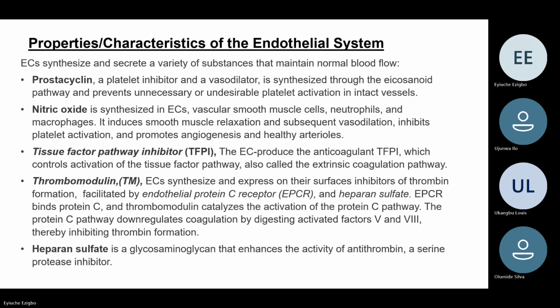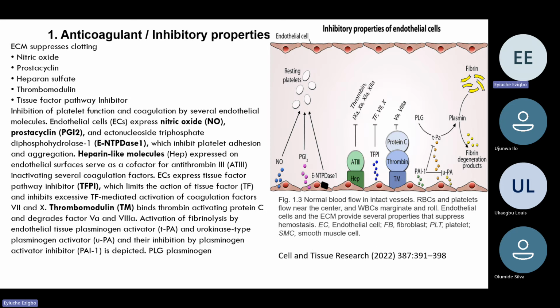Okay. So we are going to look at the properties of the endothelial cells one by one. So we have the anticoagulant or inhibitory property of the endothelial cells. The endothelial cells suppress clotting through the production of these: we mentioned nitric oxide, prostacyclin, heparan sulfate, thrombomodulin, tissue factor pathway inhibitor. Okay, inhibition of platelet functions and coagulation by several endothelial molecules.